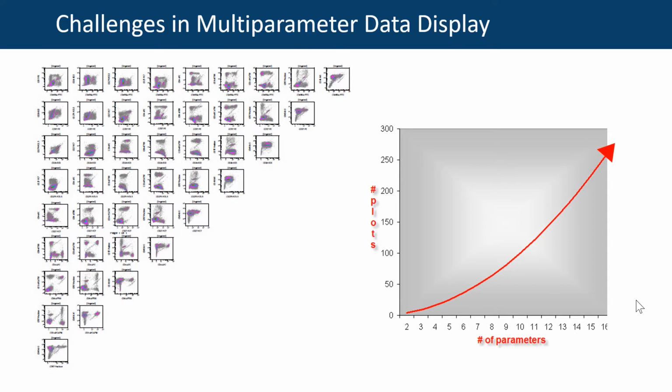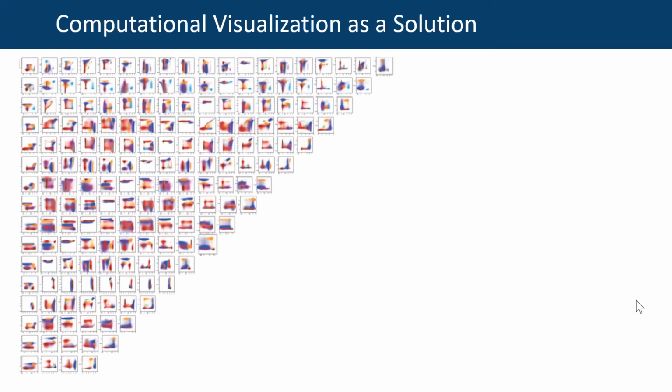Do we want to create all of those n by n plots, and do we want to have to use all of those n by n plots to analyze our data? I can barely tell what's going on with 4 or 5 dimensions. How am I possibly going to be able to tell what's going on in 20 dimensions or 30 dimensions? So this is where computational visualizations come into play.